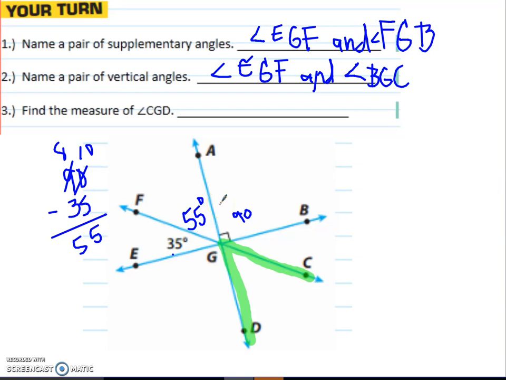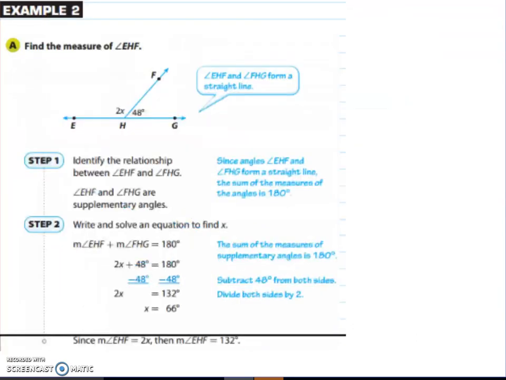Based upon vertical angles are opposite and congruent, if this is 55, this is 55. If this is 35, this is 35. If this is 90, this is 90. So our missing angle is 55 degrees. Okay, flip it over to the back side.